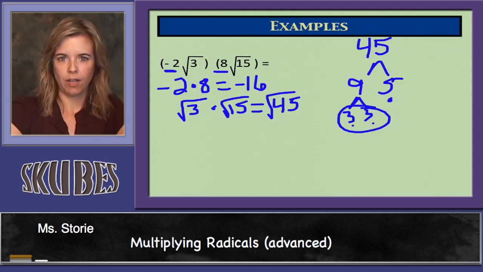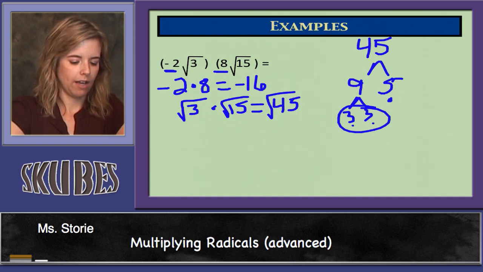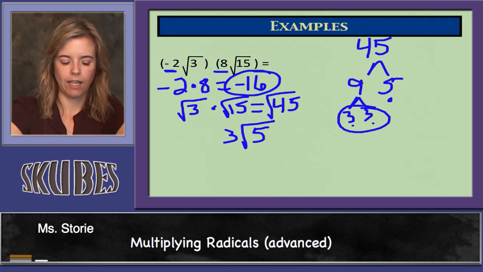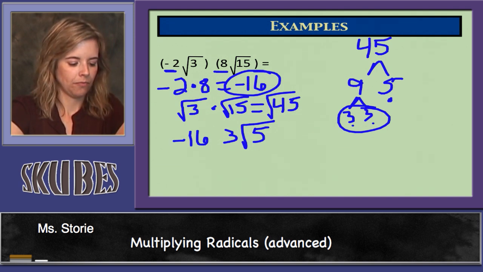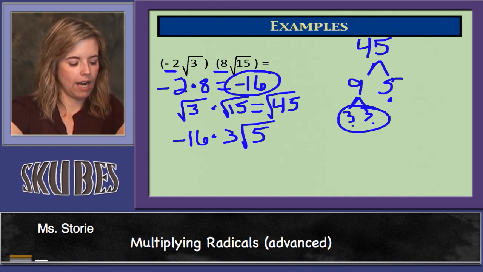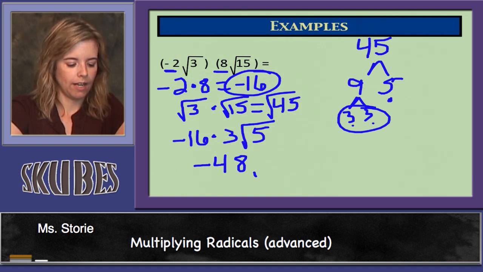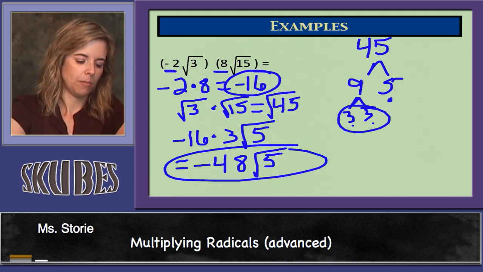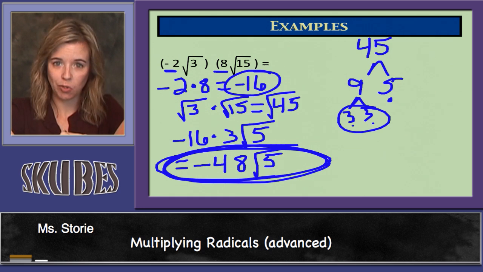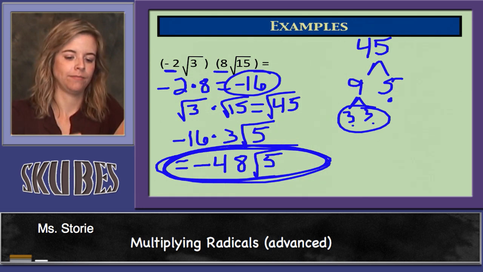So when I fully simplify my radical 45, it turns out I have 3 coming out, 5 staying in, and I still have to multiply it by my negative 16, because that was my whole numbers originally being multiplied together. And when I do that, I'm going to get a negative 48, and I still have the square root of 5. And that is going to be my final answer. One more time, go back and double check, do your multiplication, and check your factor tree.